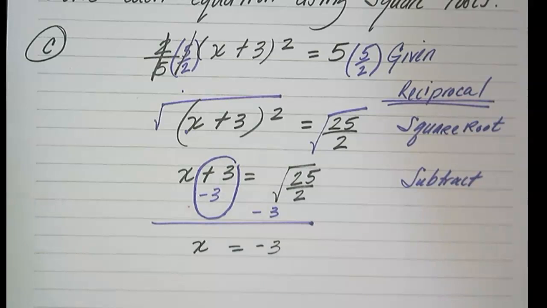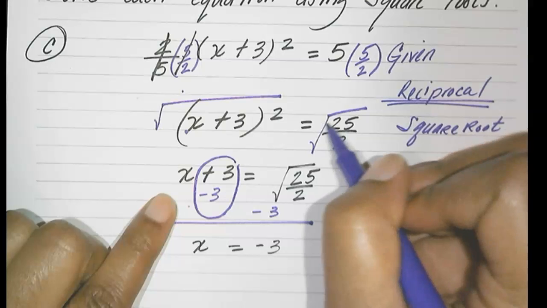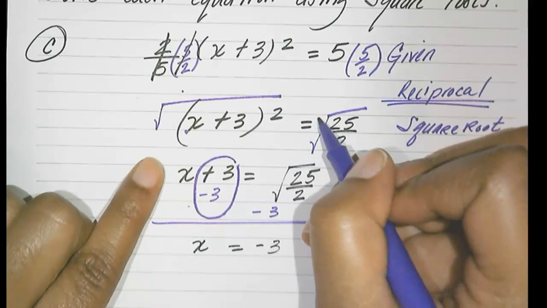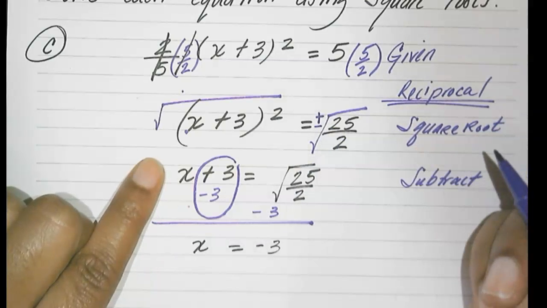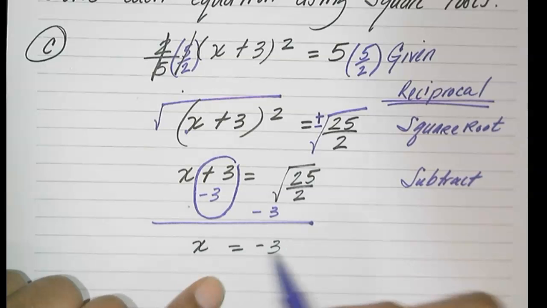Where is it? Up here. When I took and did the square root of both sides, I forgot to mention that it can be a positive or a negative. So this is negative 3. That same plus or minus.